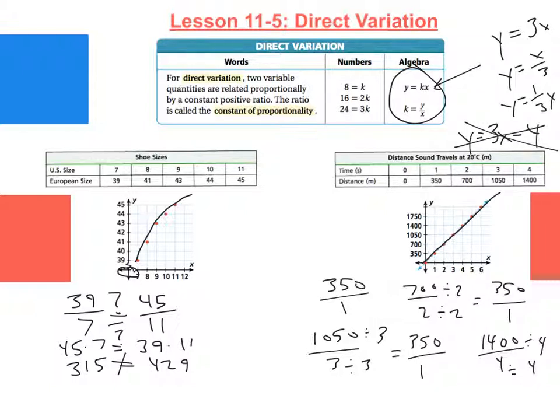So the constant of proportionality here would be 350, right? So my equation here would be, y, distance depends on time. That means distance is y, time is x, okay? So y equals 350 times x. For each second of time, I go another 350 meters. So that's how we write the equation. It's pretty easy to write the equation once we know it varies directly. There's direct variation, or it's proportionally related.